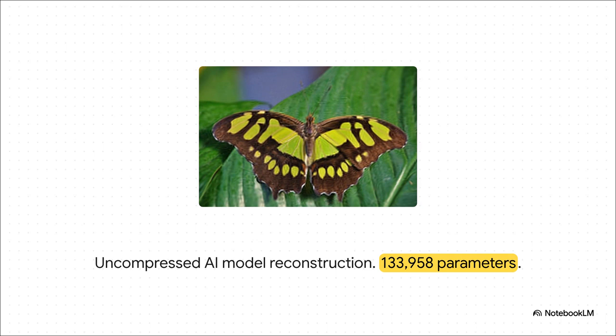Let's see it in action. Here is an image of a butterfly that was recreated by an AI. The original full-size model has about 134,000 parameters. And as you can see, the quality is fantastic. This is our starting point.